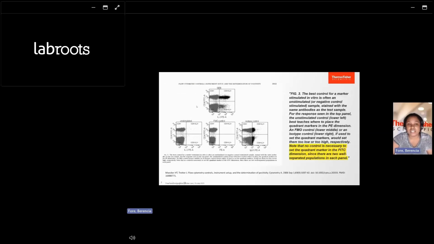As you can see in this figure, the unstimulated control is actually the best option. So this is why I brought this here, because it's important to know that there are these different controls out here, because one of them might be better than the other.